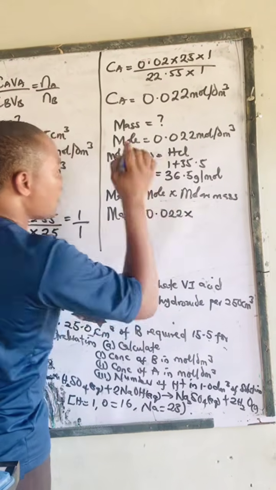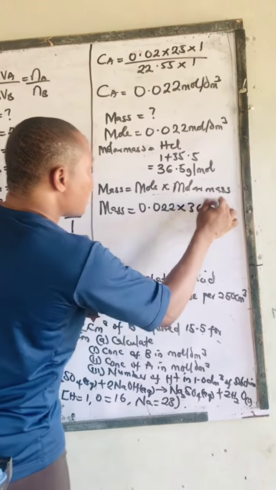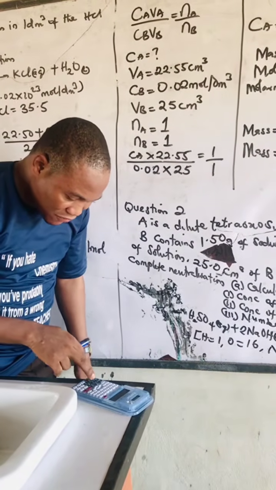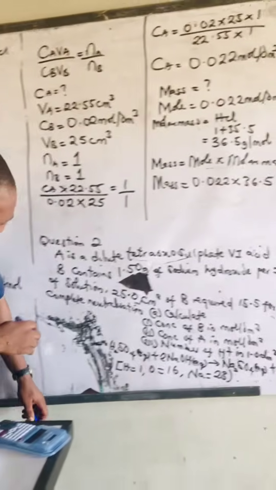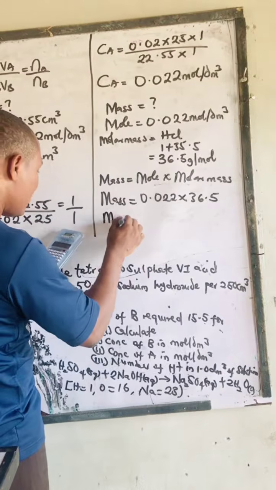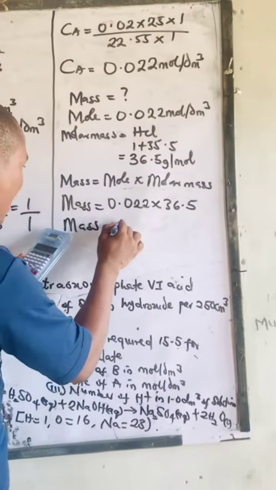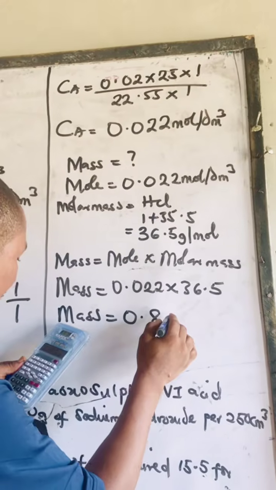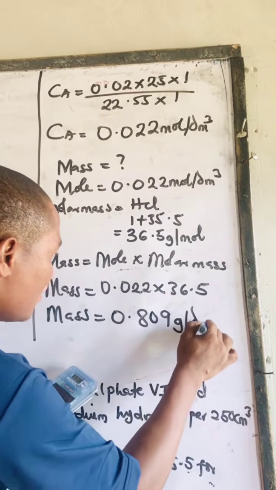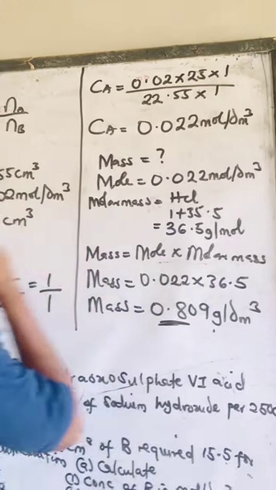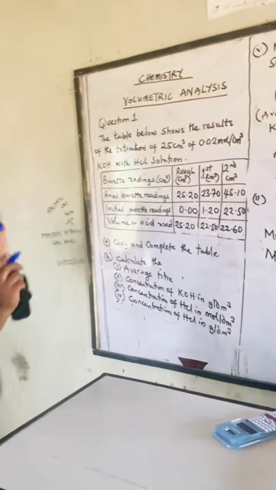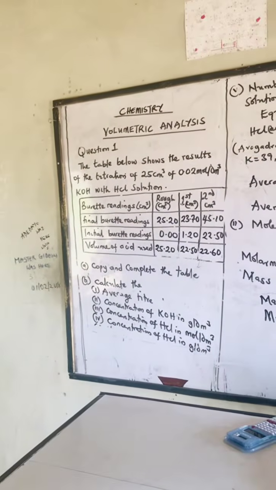0.022 times 36.5. So we have this times 36.5. Then we are going to be having 0.8. Our mass now will be 0.8. Let's say 0.9 gram per dm approximately. That's that. I hope you are following. So that's how simple and easy our alternative to practical is.